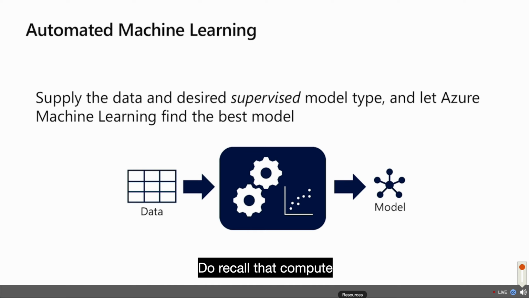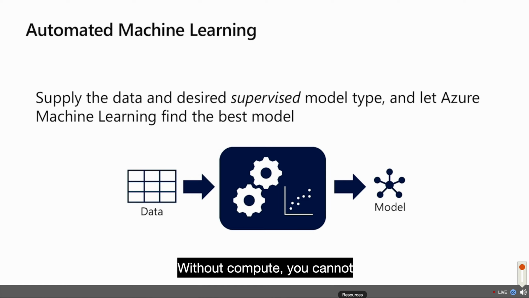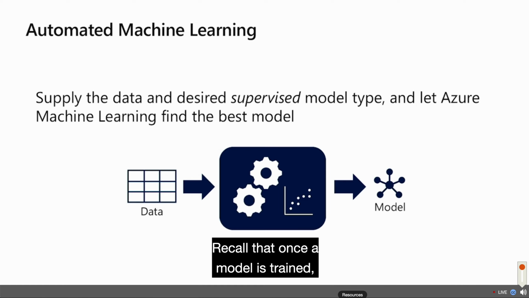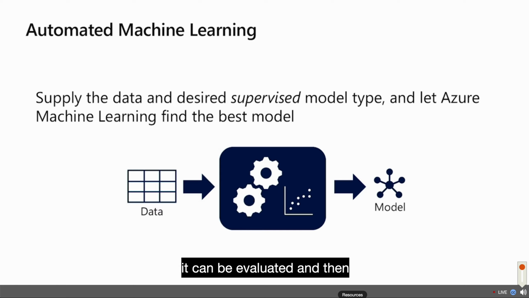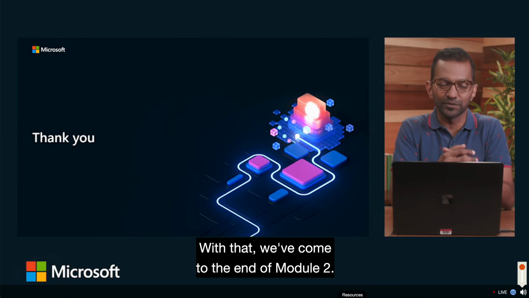Do recall that compute resources are needed to run machine learning model training. Without compute, you cannot train machine learning models. And recall that once a model is trained, it can be evaluated and then deployed for use as an endpoint. With that, we've come to the end of Module 2.